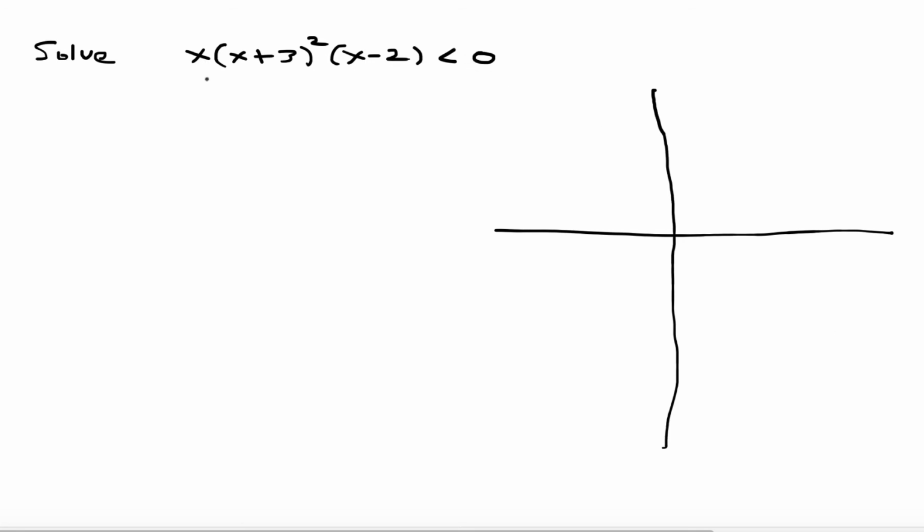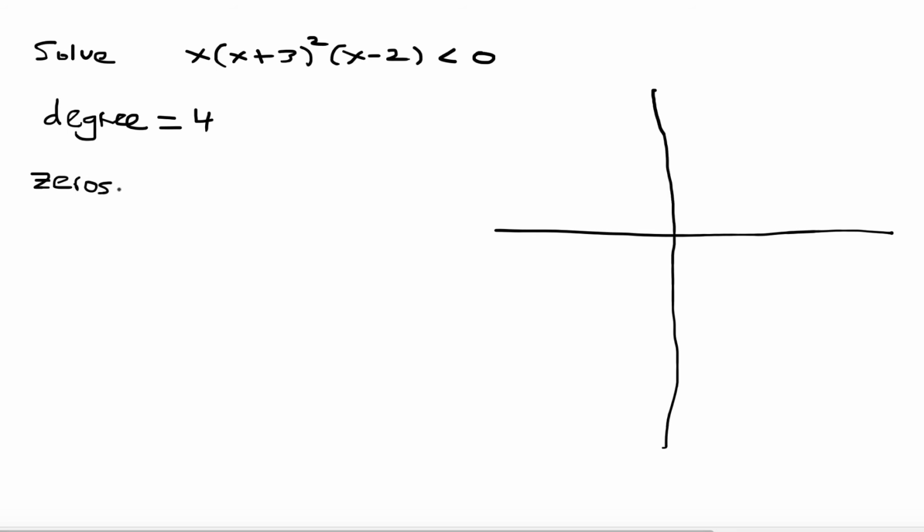Okay, so how are we going to use the polynomial to answer the question, though? Well, the graph is going to help us out. So first thing we should do is get the degree of this polynomial. The degree of this polynomial here is going to be 4. There's an x times x plus 3 times x plus 3 times x minus 2, so the degree is 4. This is a 4th degree polynomial. It's an even polynomial.